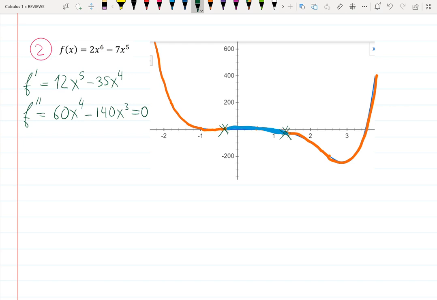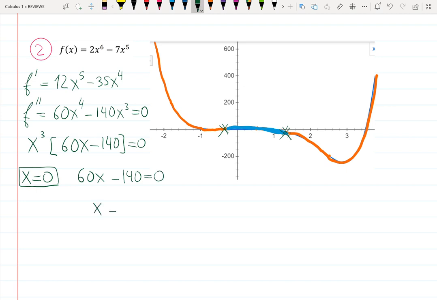To find zeros, I would factor out x with the smallest exponent. You also can figure out what to factor with respect to the constant, but you don't have to. X cubed will leave me with 60x minus 140 equals 0. The first root shows up right away: x equals 0. And the second one will be from 60x minus 140 equals 0. So x is 140 over 60, which is 7 over 3.